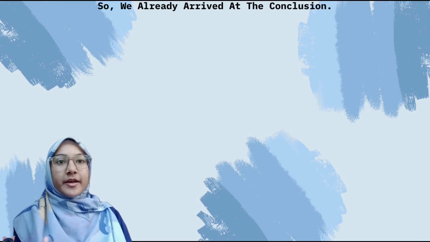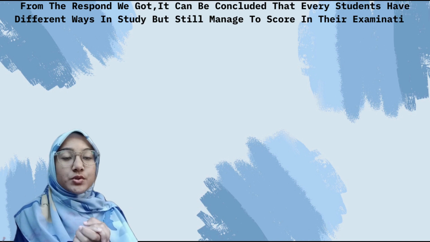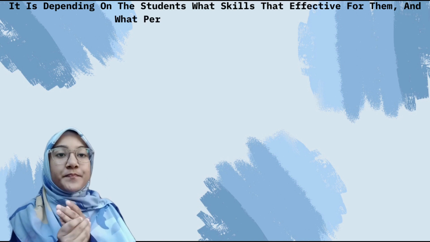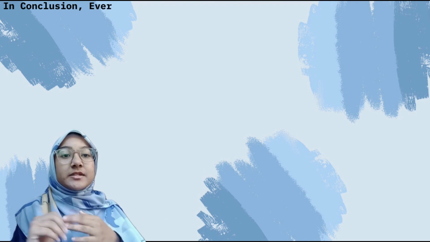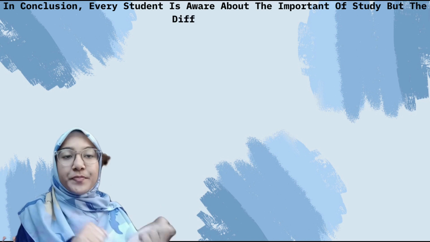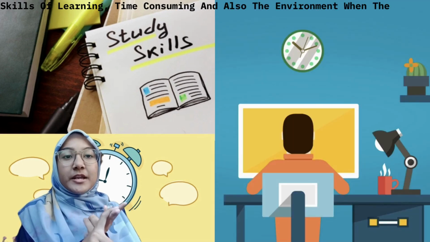So we have arrived at the conclusion. From the responses we got, it can be concluded that every student has a different style of learning and still manages to score in their examination. There are no wrong or right ways to study. It depends on the student, what study skill is effective for them, and what is the perfect time for them to study. In conclusion, every student is really aware of the importance of study, but the differences are the skill of learning, time consumed, and also the environment when they study.